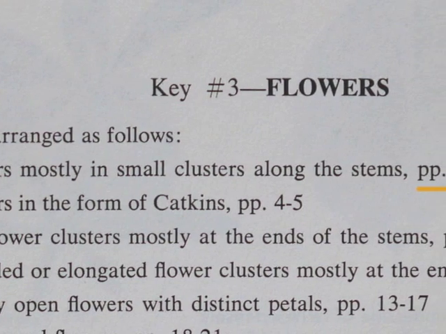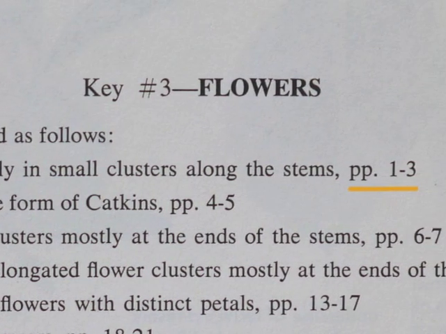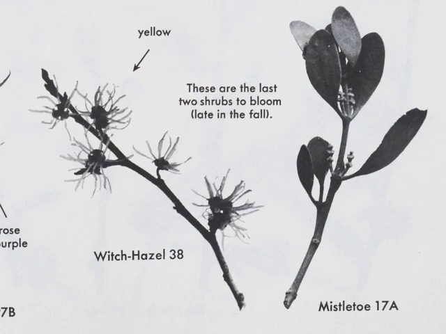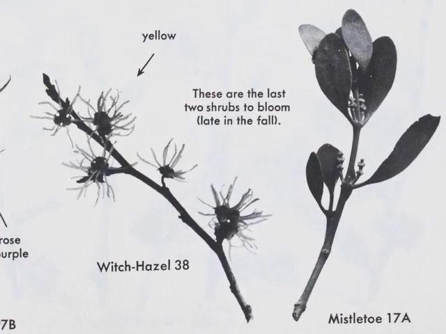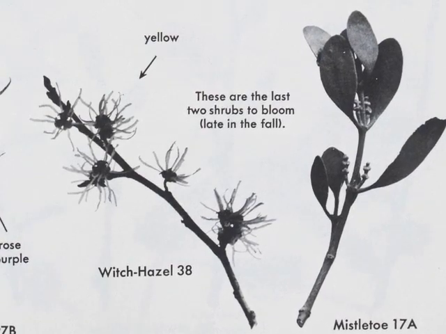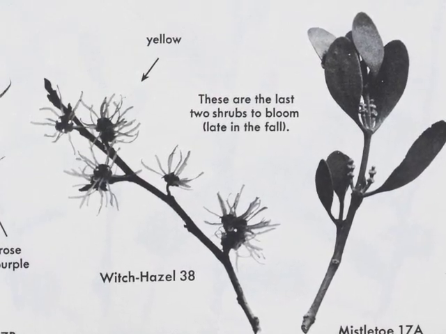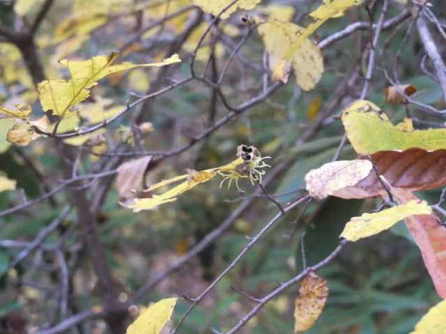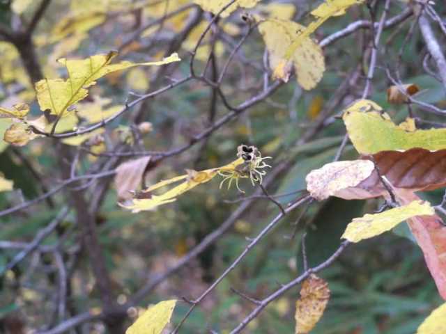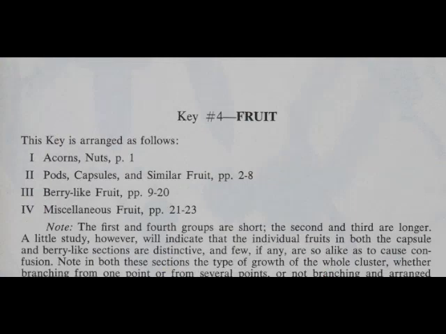Let's look on pages 1 through 3 of the Flowers section. Page 3 shows the witch hazel flowers, which look exactly like our plant, and the flower color is noted as being yellow. The third plant part we have documented is the fruit. Let's just see what this field guide has in key number 4 for fruit.